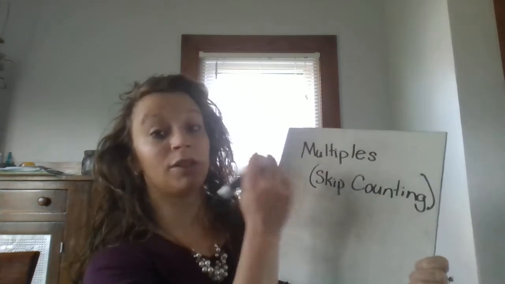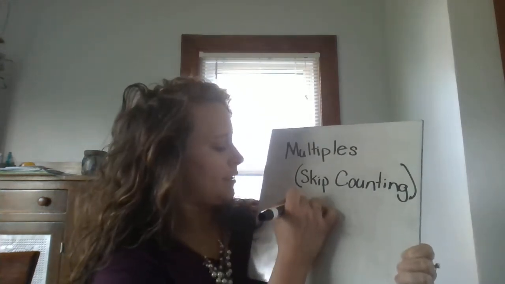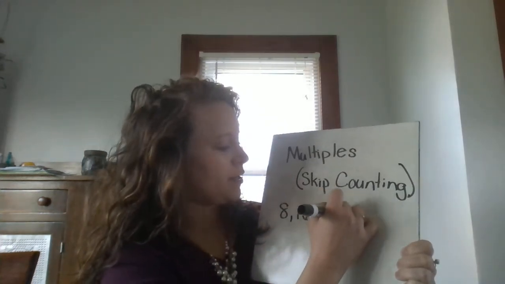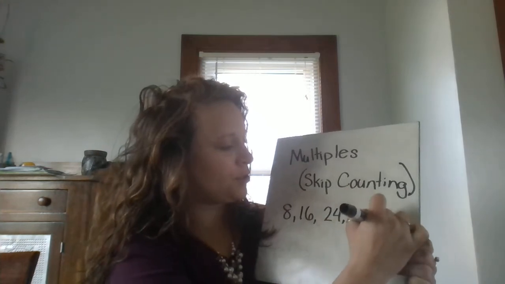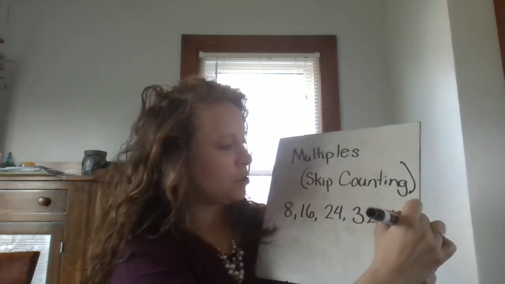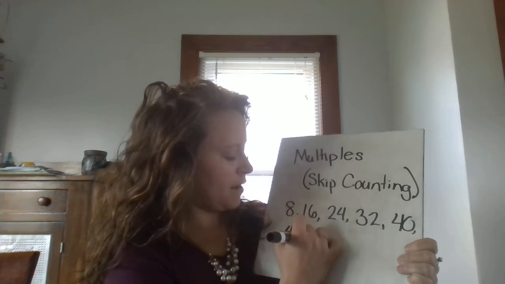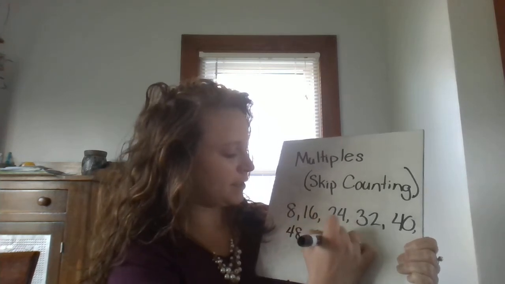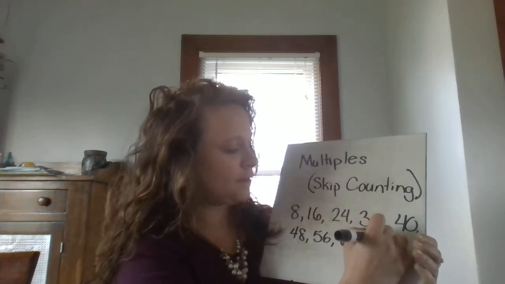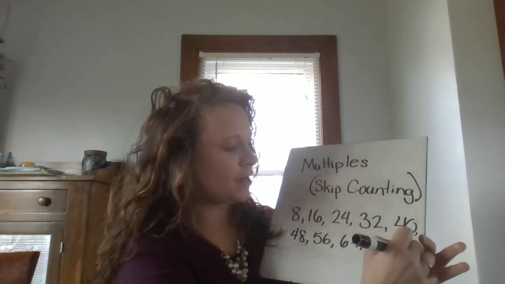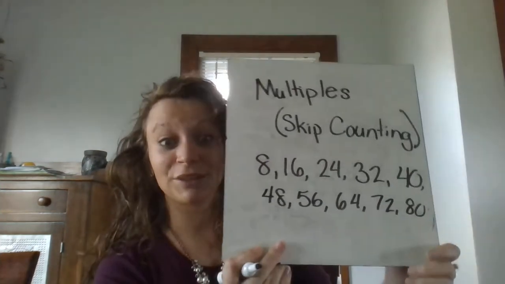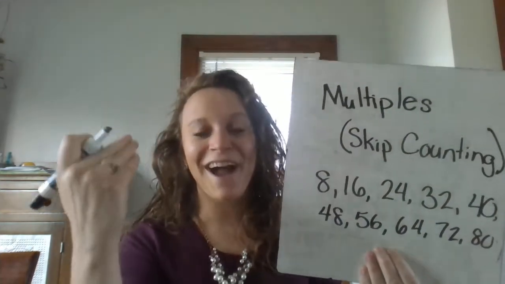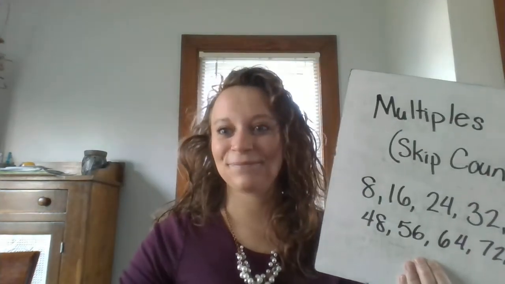So if we were doing multiples of 8, we would have 8, 16, 24, 32, and 40, 48, 56, and 64, 72, and 80. Those are the multiples. The number gets higher and higher and higher.